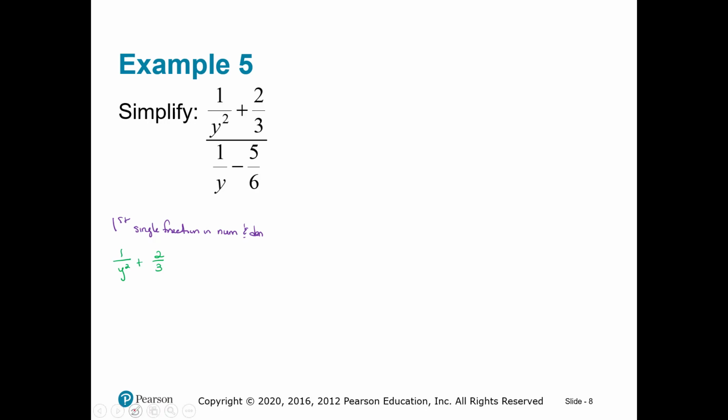Remember, we have to make them look like each other, right? So I'm noticing this y squared doesn't have a 3, which means the top needs a 3 also. And I'm noticing this 3 doesn't have a y squared, which means the 2 also needs a y squared, doesn't it? So it looks like we have 3 over 3y squared plus 2y squared over 3y squared. And since the denominators are the same, we have 3 plus 2y squared all over 3y squared.